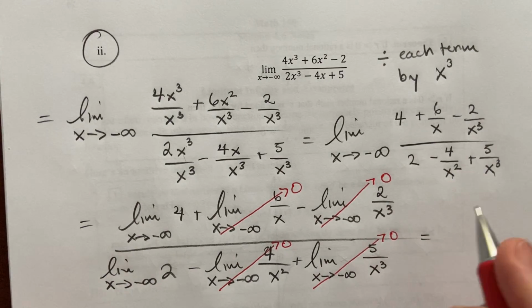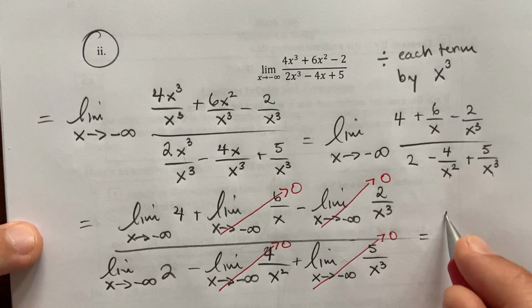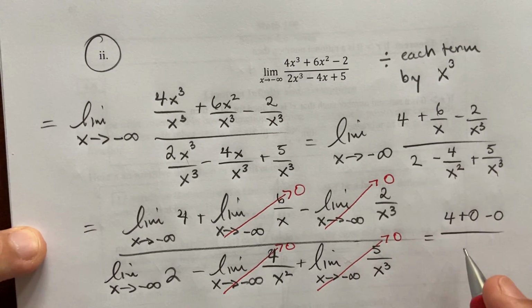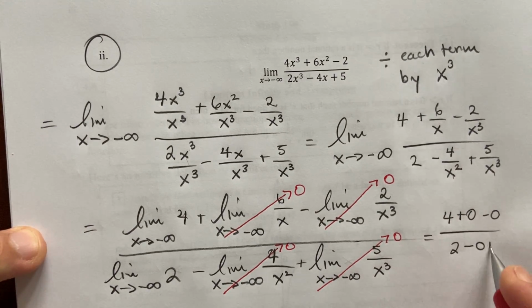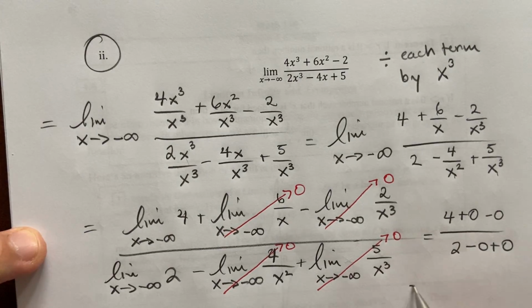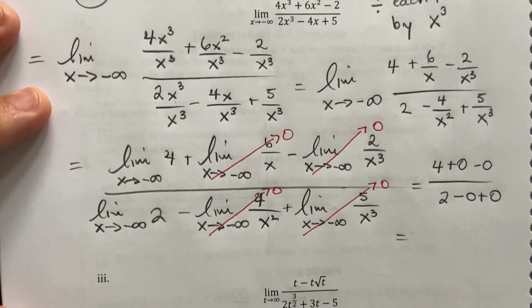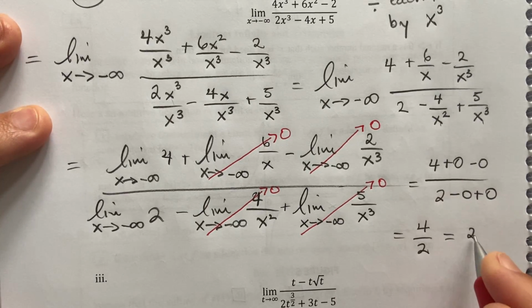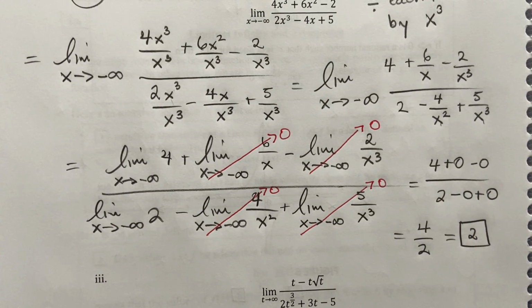So after the limits play out, we have just 4 plus 0 minus 0 over 2 minus 0 plus 0. In other words, we have 4 over 2, or 2 as the limit.